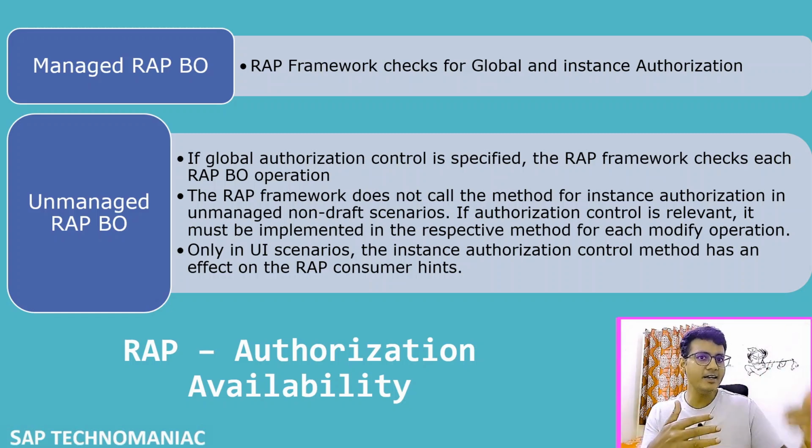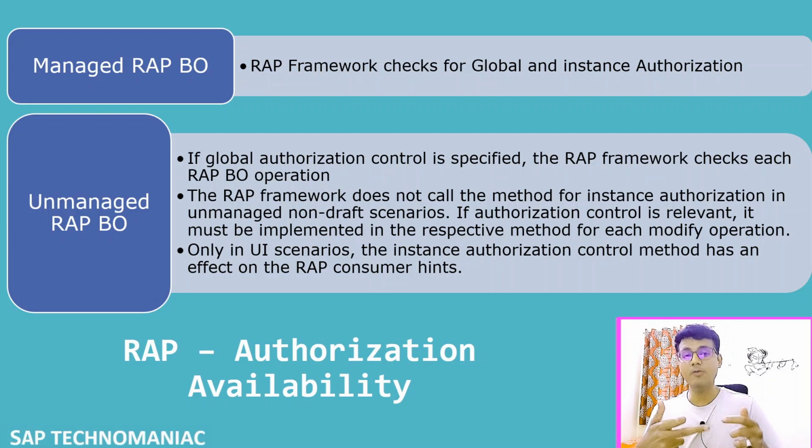Before rendering the UI, those authorizations will be checked, and only those buttons will be rendered to which the user has access. In the same way, in the unmanaged scenario, if you have defined the instance RAP authorization, even though it will not be called during the transactional phase, the impact will be that if you don't have authorization, those buttons will not be enabled. So that is only on the UI side, it will be impacted if you define it like that, but it will not be called.